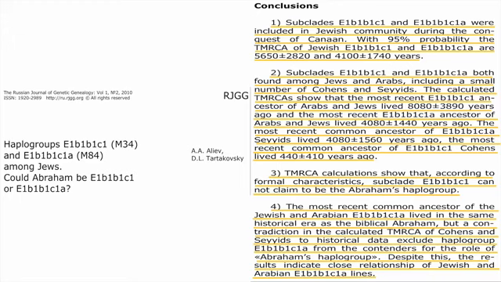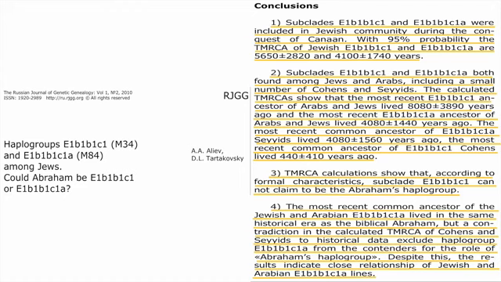2. Subclades E1b1c1 and E1b1c1a, both found among Jews and Arabs, including a small number of Cohens and Saids. The calculated TMRCAs show that the most recent E1b1c1 ancestor of Arabs and Jews lived 8,080 plus or minus 3,890 years ago, and the most recent E1b1c1a ancestor of Arabs and Jews lived 4,080 plus or minus 1,440 years ago.